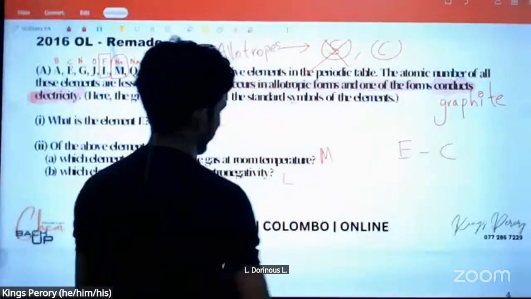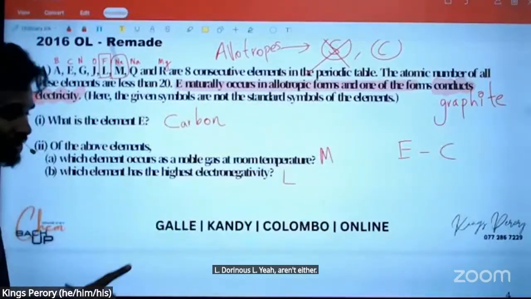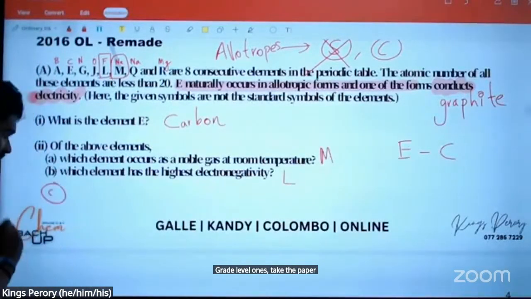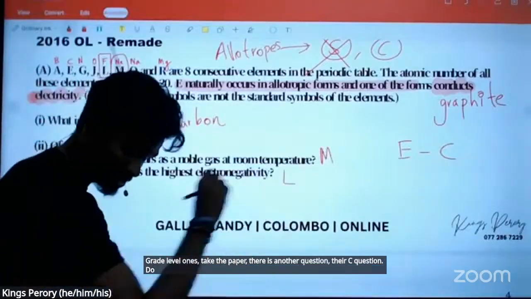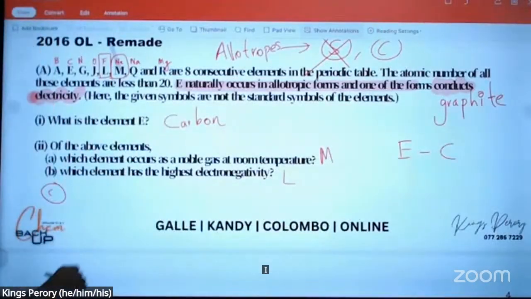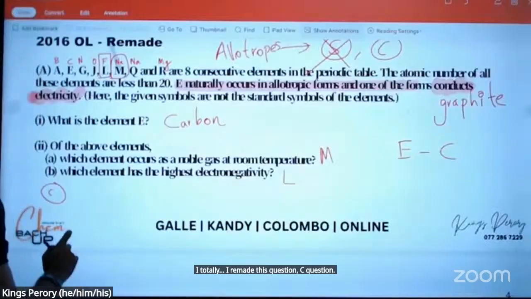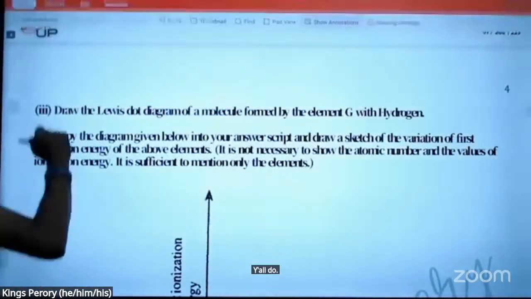Your answer is L. Grade 11, take the paper. There is another question there, the C question. Do that C question as well. I told you I remade this question. Grade 11s can do it. You all do.